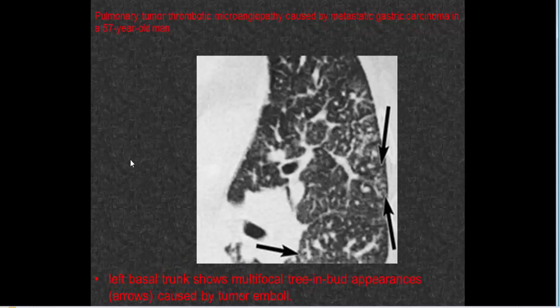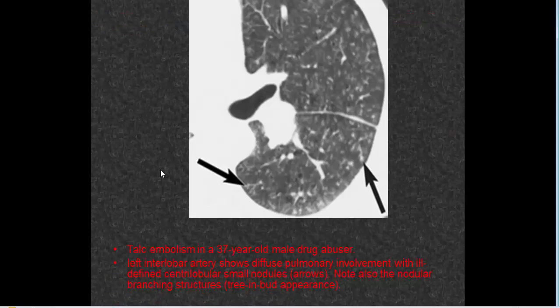Pulmonary tumor thrombotic microangiopathy caused by metastatic gastric carcinoma in 57-year-old man. Left basal trunk shows multifocal tree-in-bud appearance caused by tumor emboli. This is talc embolism, 37-year-old male drug abuser. Left interlobar shows diffuse pulmonary involvement with ill-defined centrilobular small nodules, also nodular branching structure, tree-in-bud.